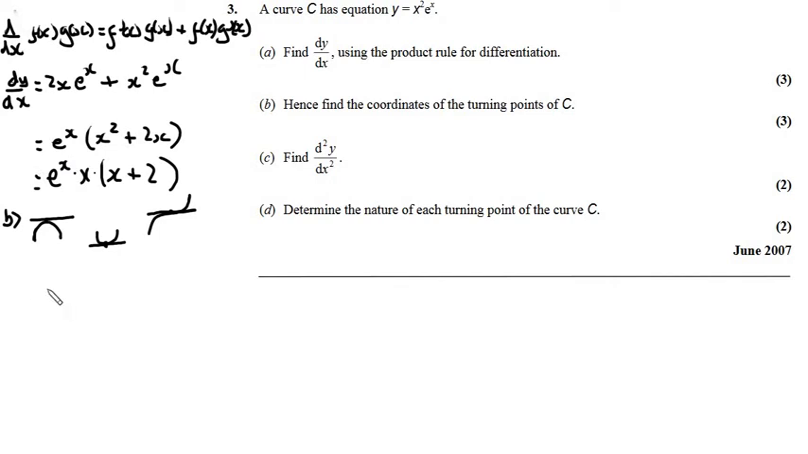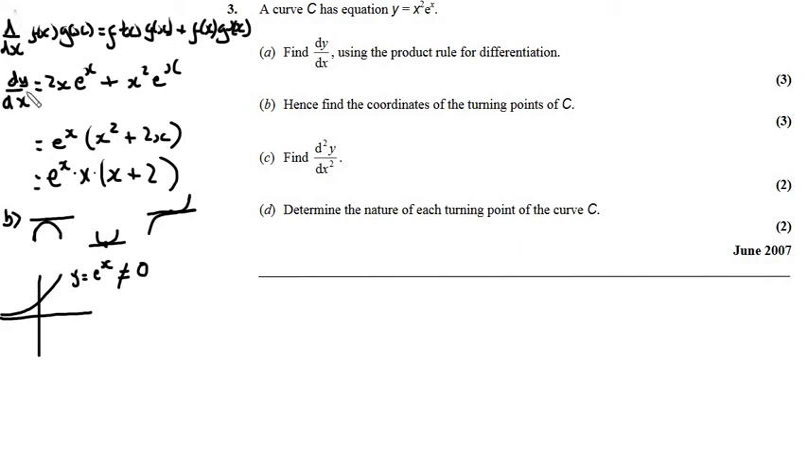Well, let's just first think about e to the x, the graph of e to the x. So this is a graph of y equals e to the x. And you can see that it's asymptotic at the x-axis. So y equals e to the x cannot equal 0. E to the x cannot equal 0.